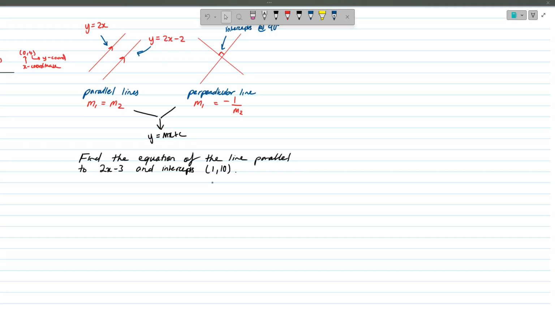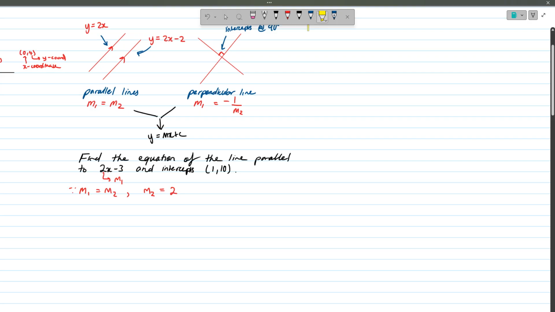So let's look at an example of a question. Let's say we have the question, find the equation of the line parallel to 2x minus 3 and intercepts (1, 10). So I've just zoomed out here. Now, to understand this question, we just have to know that any line that's parallel to 2x minus 3 would share the same gradient, since we know that parallel lines have the same gradient. So we would say that since m1 is equal to m2, m2, which is the parallel gradient, is equal to 2, since this is m1, and they're equal to each other.